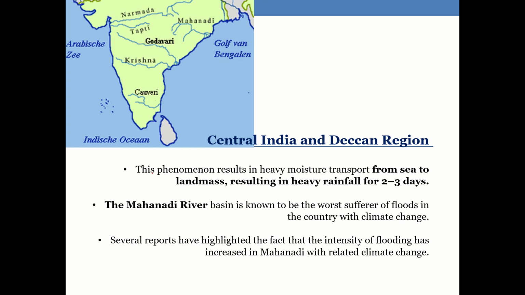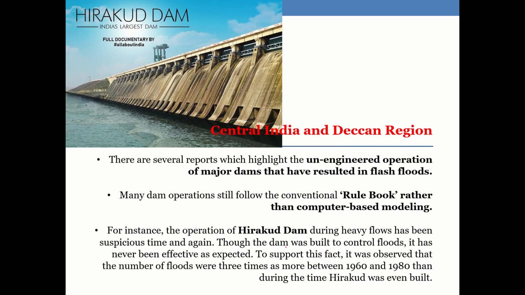And other things, this phenomenon results in heavy moisture transport from the sea and landmass, resulting in heavy rainfall for 2 to 3 days. Mahanadi River basin is known to be the worst sufferer of floods in the country because of climate change. Several reports have highlighted the fact that intensity of flooding has increased in Mahanadi, and it is primarily related to the change in climate as well. And also there are other things. Several reports highlight that unengineered operation of major dams has resulted in flash floods. And there is a new word here, flash floods. I think I must have explained it. Otherwise, also, what is a flash flood?